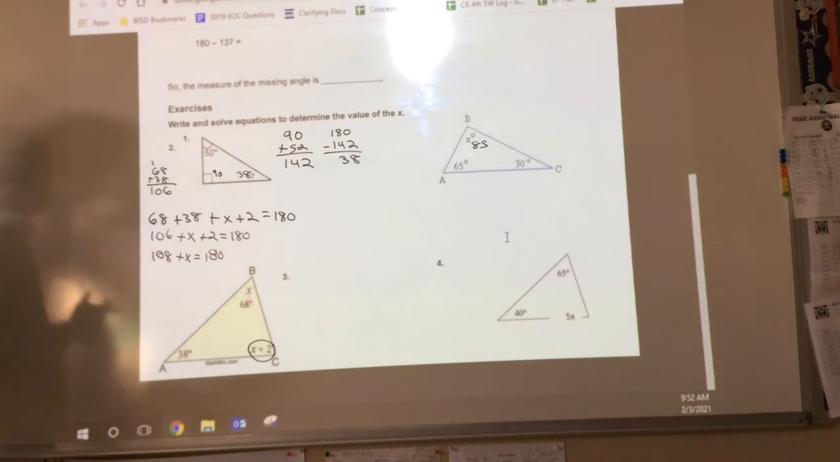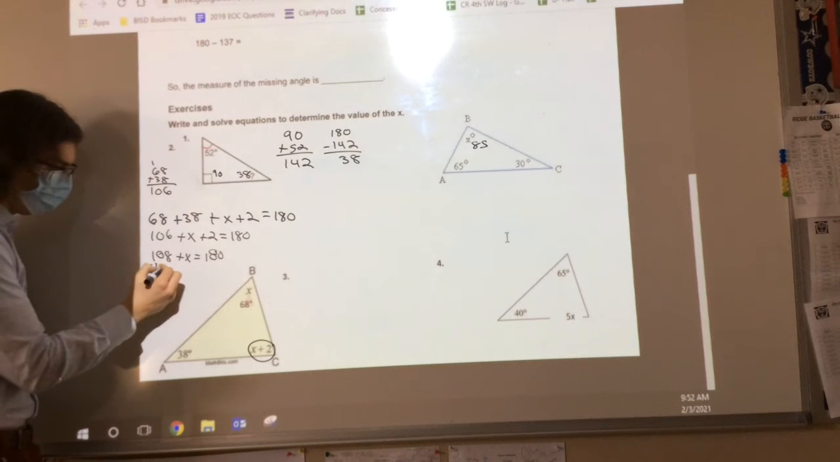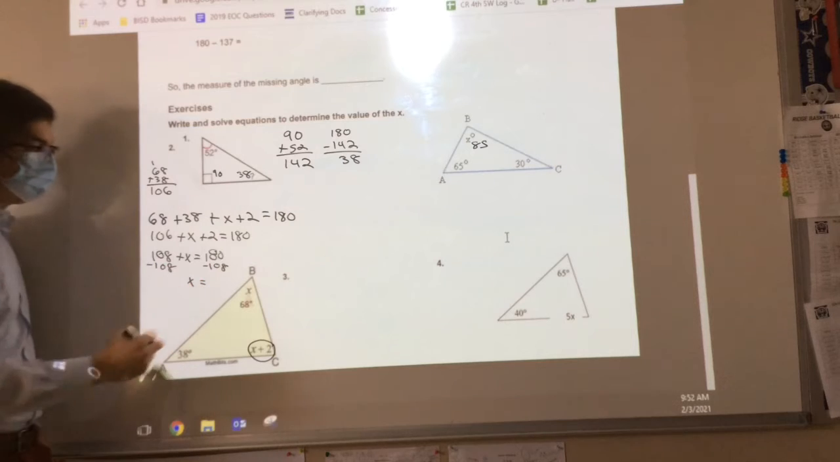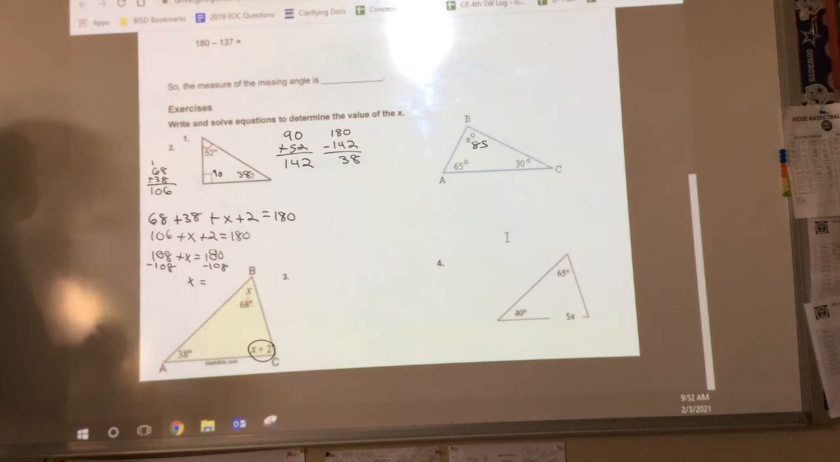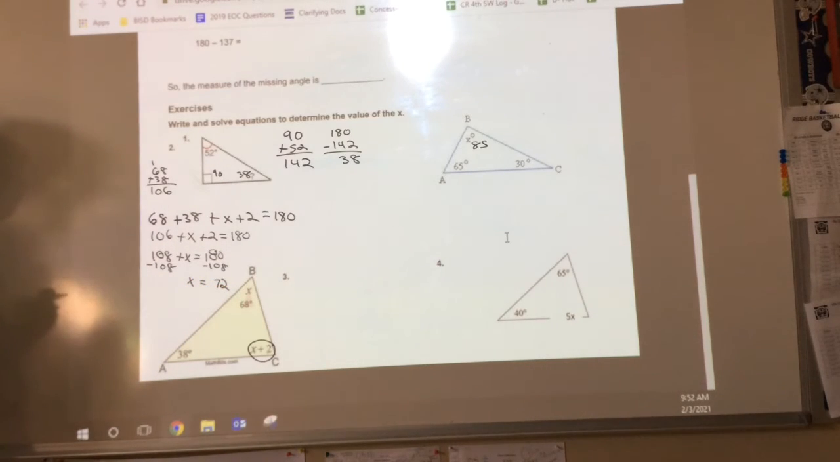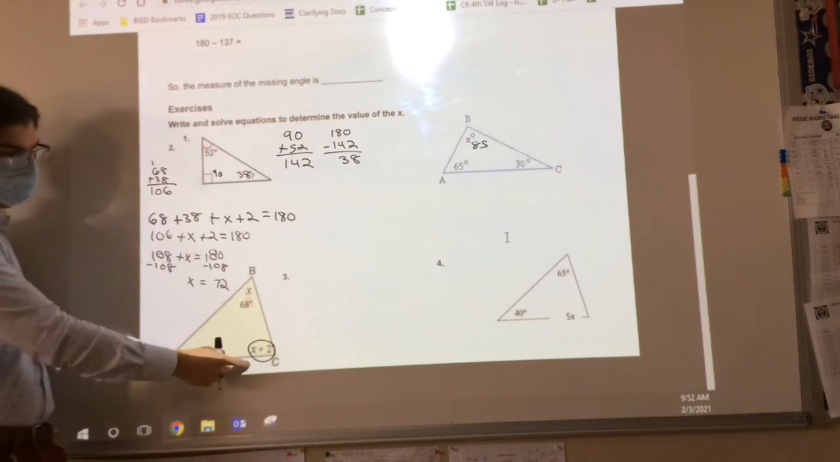All right, what can I do next? Josh, what'd you do? Subtract 180 and 108, and whatever you get is x. Do we agree with that? Yeah. So I'm going to subtract 108 from both sides, and I'm going to find that x is equal to 72. Do we agree? But my answer is not 72. Can anybody tell me why my answer is not 72? Because it's 72 plus 2.